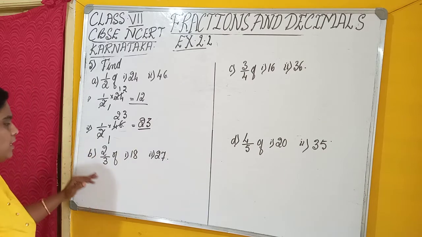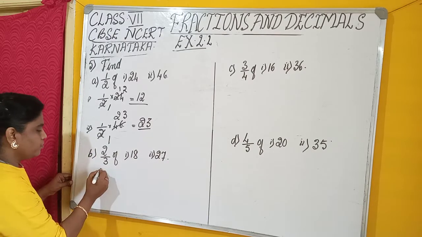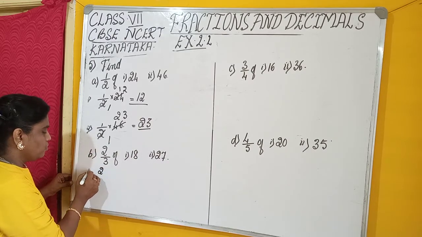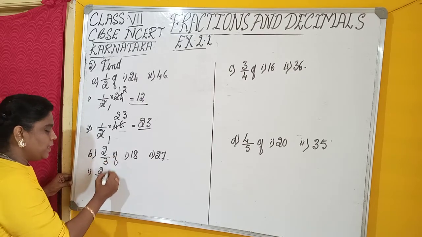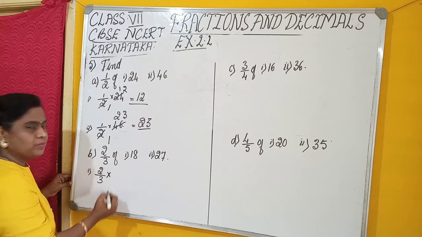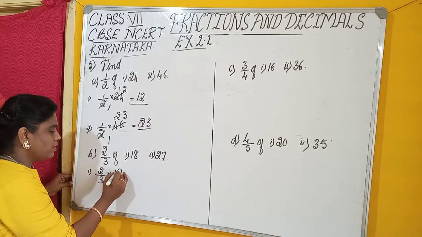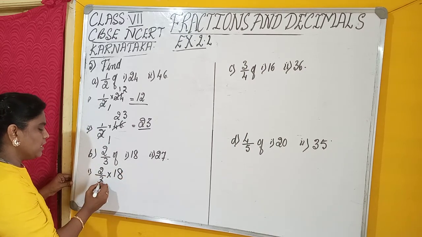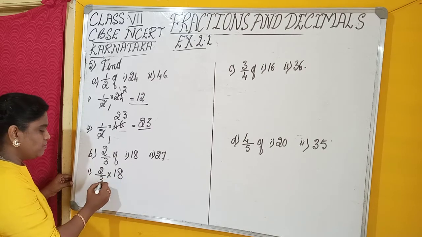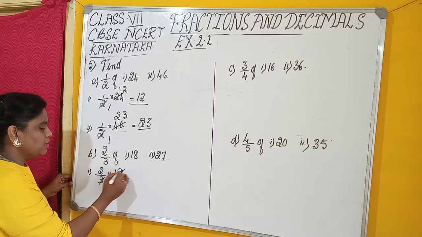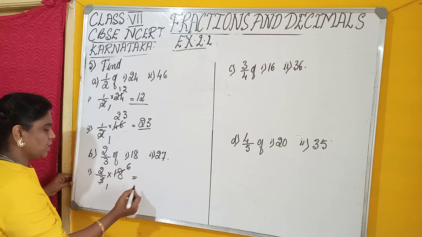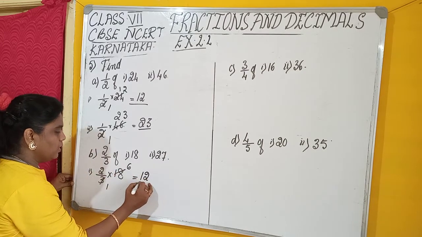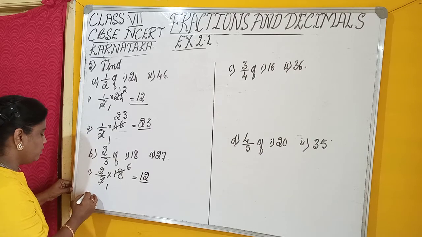Next, 2/3 of 18. We have to take this fraction 2/3, and in the place of "of" put a multiplication symbol and then 18. Simplify this by dividing 18 by 3. 3 ones are 3, 3 sixes are 18. And multiply 2 with the 6. 2 sixes are 12. And then the second problem.